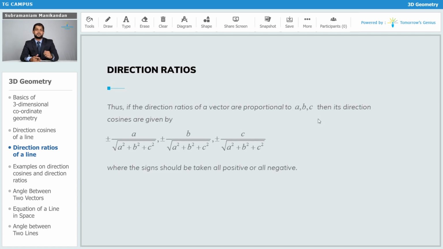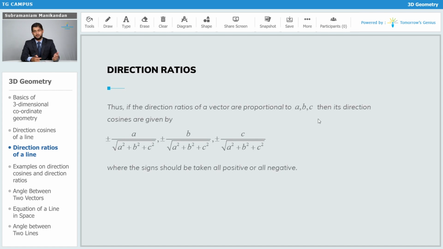Okay, so it becomes a bit lengthy to say that A, B and C are proportional to the direction ratios of a line. So we just say that A, B, C are the direction ratios. But when we say that they are the direction ratios, it is understood that they are proportional to the direction ratios.